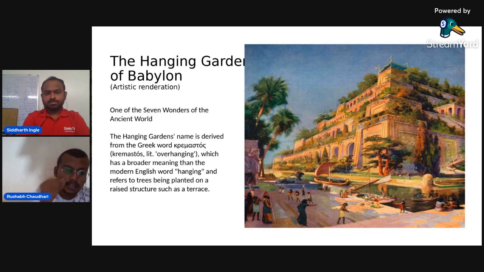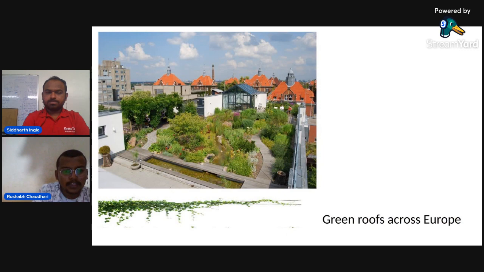But today, this is not something royal, and even a common man can have this. We have the technology, the economics, and everything is possible. It is happening around the globe. So this is one example of a green roof in Germany. Germany is leading the green roof initiative in the whole of Europe.